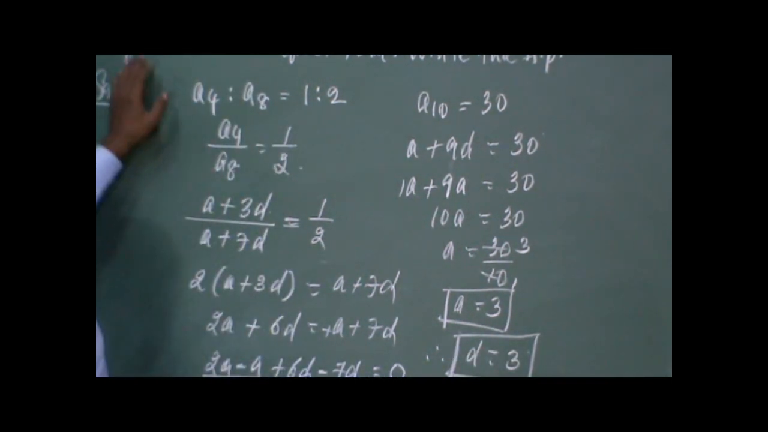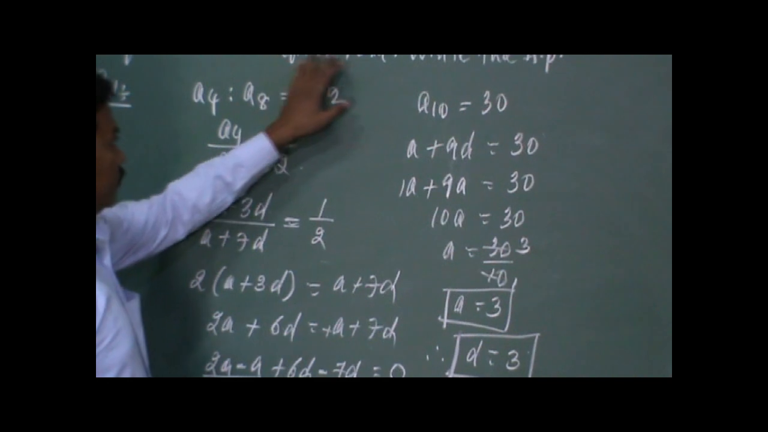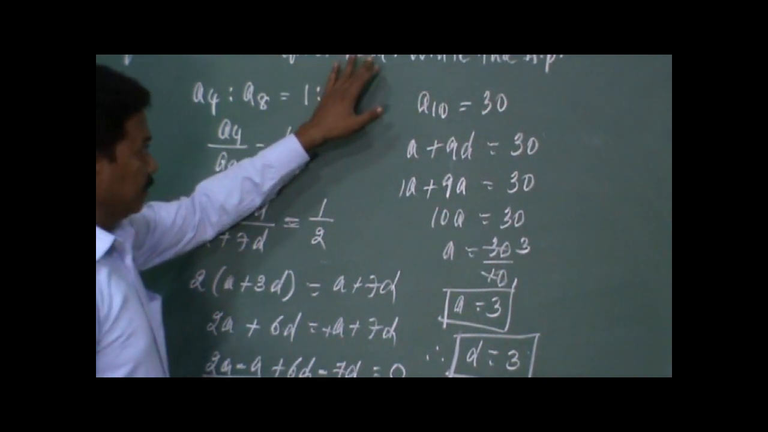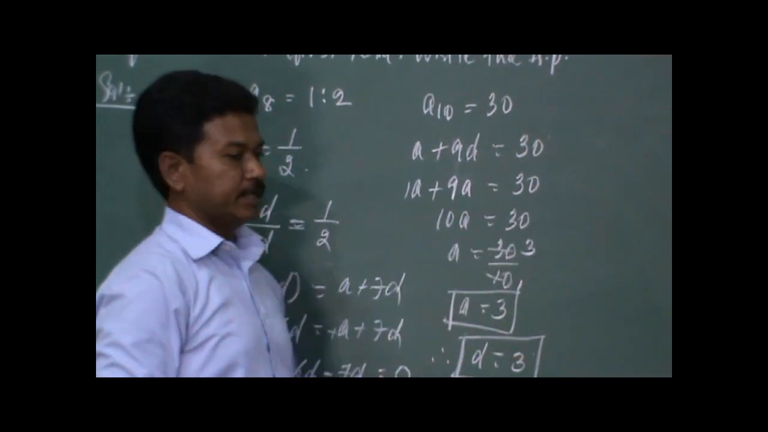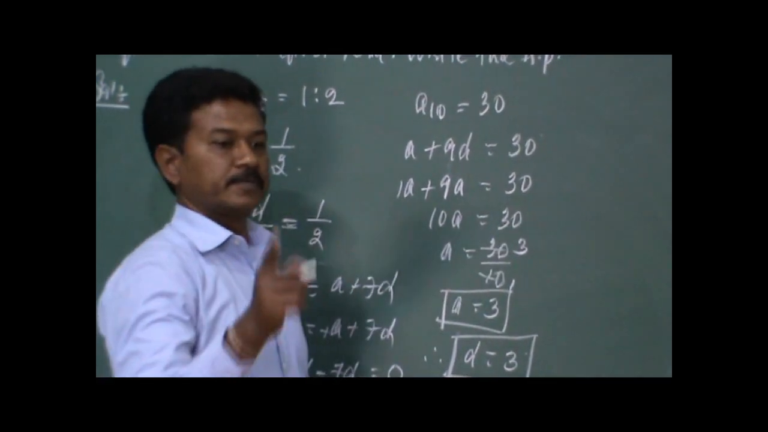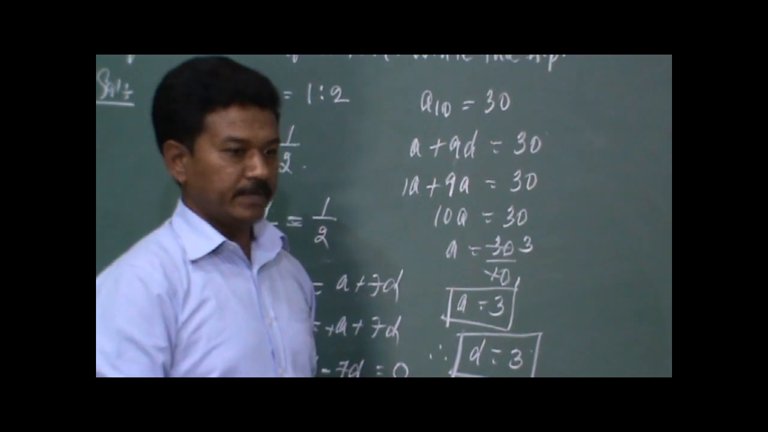So now we have found the common difference and we have found the first term. The remaining thing is we have to write the AP. At this point, we have to use the general form of the AP that we have learned in the previous class.